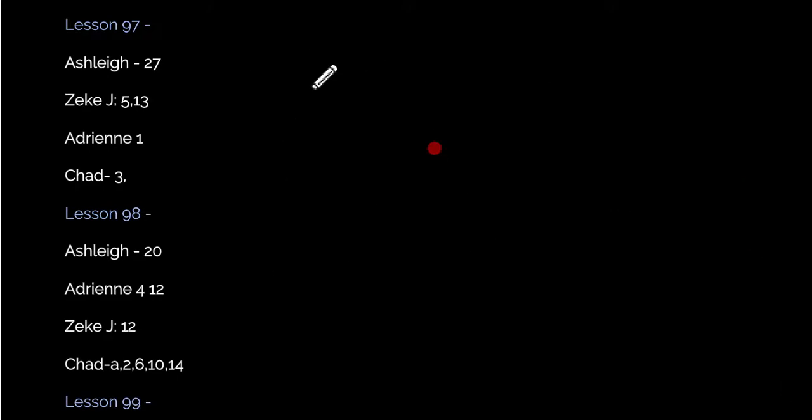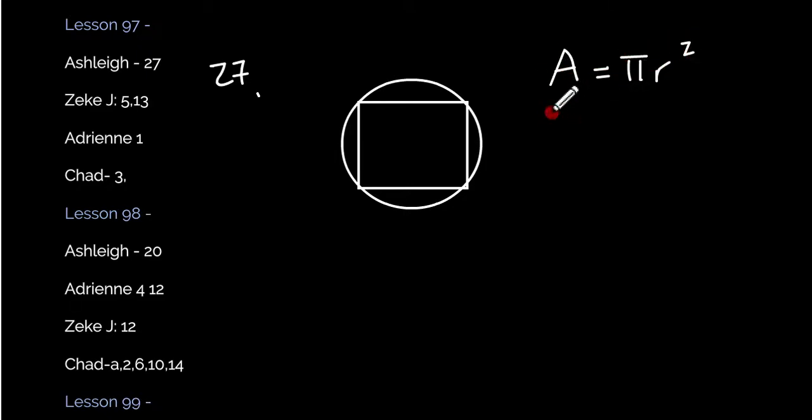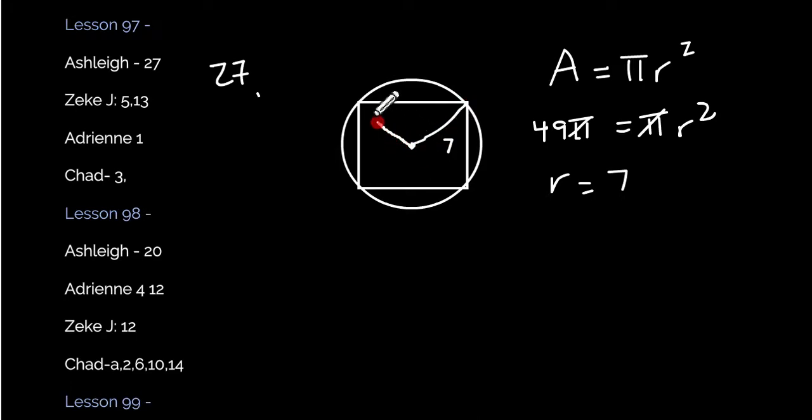All right, moving right along. 27. This one was a little tricky. We have a square inside of a circle. At least I have a little bit of tools here. All right, so it tells you that the area of a circle is pi r squared. The area is 49 pi equals pi r squared. The pi's cross out. So the radius of the circle is 7. And we can put that right in here. This is going to be 7. We know that this is going to be 7 as well because of the radius of the circle.